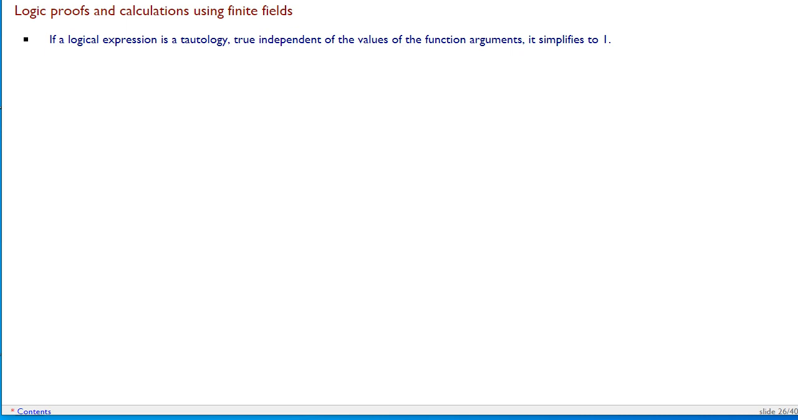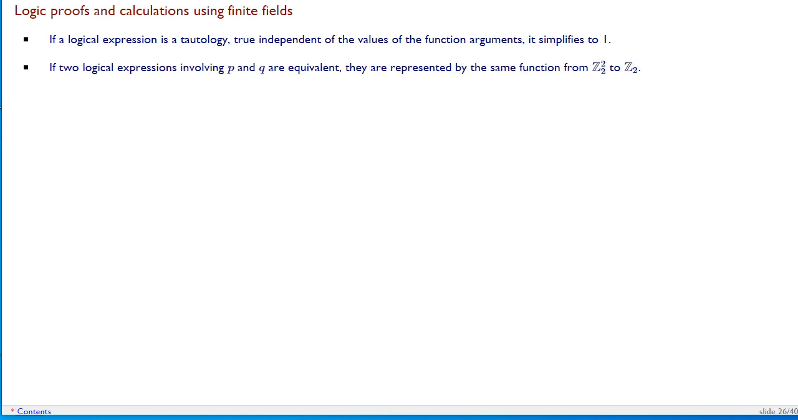So how do we prove theorems of logic with finite fields? Well, first case is a logical expression could be a tautology. A tautology is a logical function that's true independent of its input values. In other words, it's a function whose value is always true, i.e. 1. So, the way you detect a tautology using finite fields is you simplify. If the expression simplifies to 1, it's a tautology.